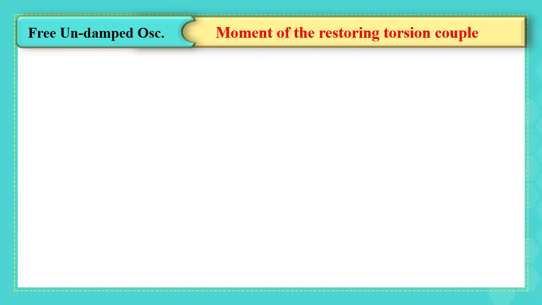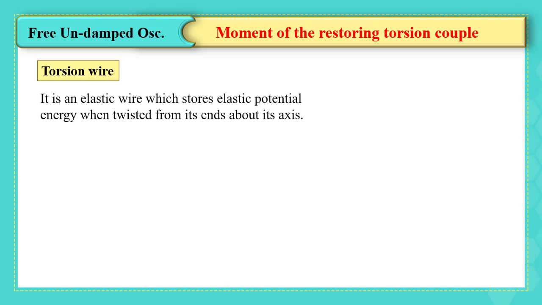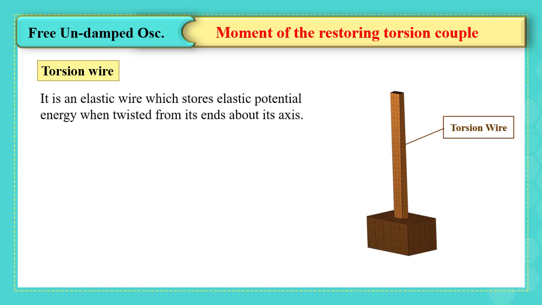Let's start with the first idea, which is the moment of the restoring torsion couple. First, we're going to define the torsion wire. A torsion wire is an elastic wire which stores elastic potential energy when twisted from its end about its axis. For example, this is a torsion pendulum which is formed of a torsion wire. The upper end of this torsion wire is fixed to a support, and the lower end is connected to a rigid cube. The cube is rotated from its equilibrium position in the horizontal plane about a vertical axis passing through the torsion wire.